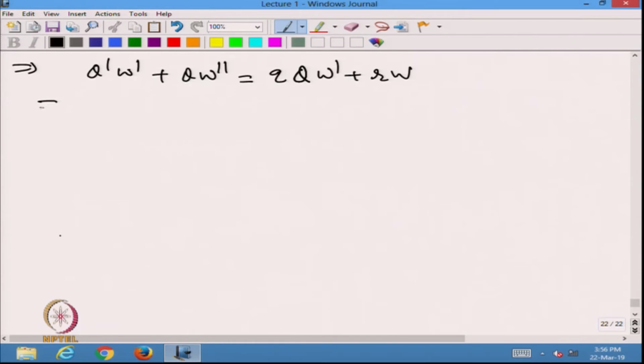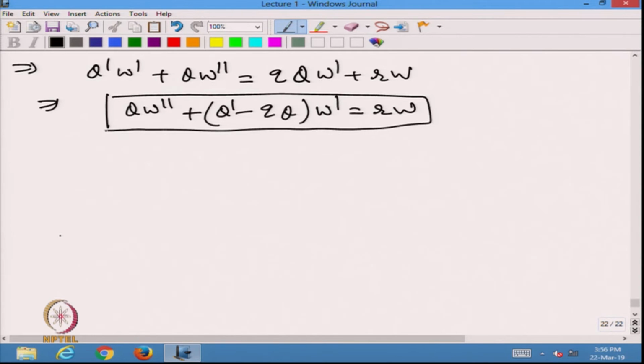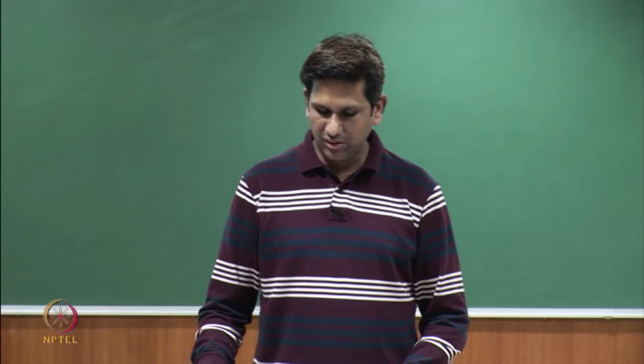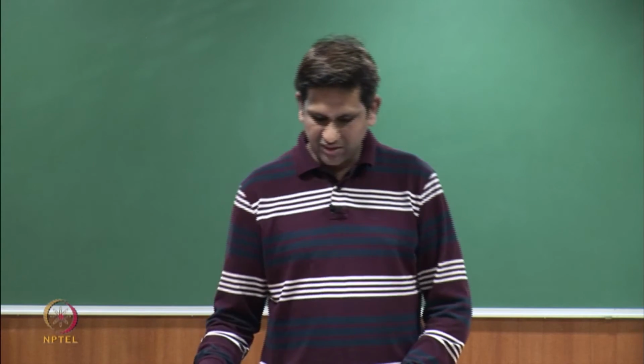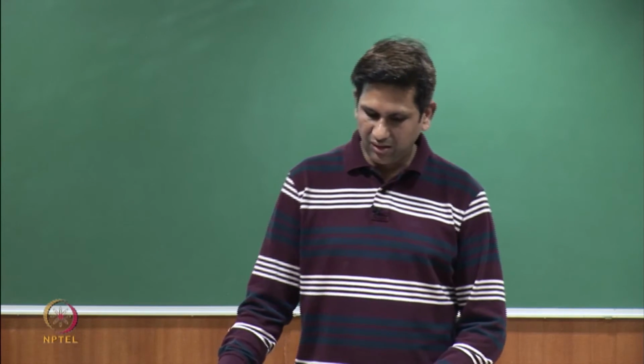It can be written further reduced as w'' − (Q − Q'/Q) w' = r w. So, this is a linear second order differential equation. We are going to do that further in the next few lectures, how to solve the second order differential equation, but this is another way of solving the Riccati equation.